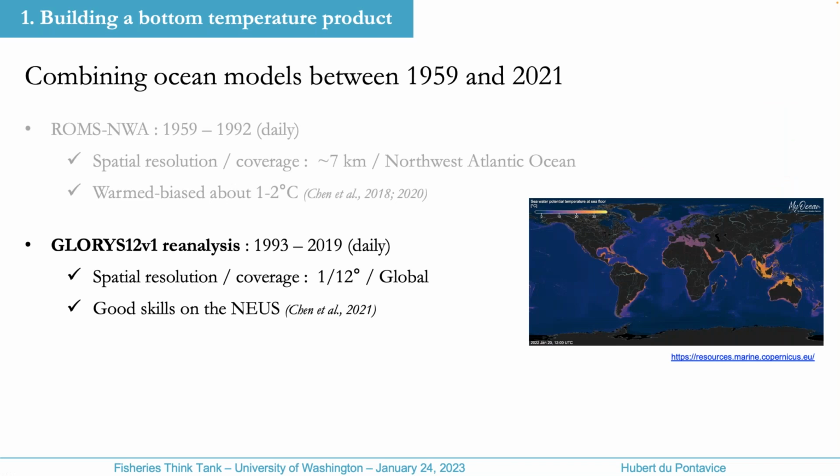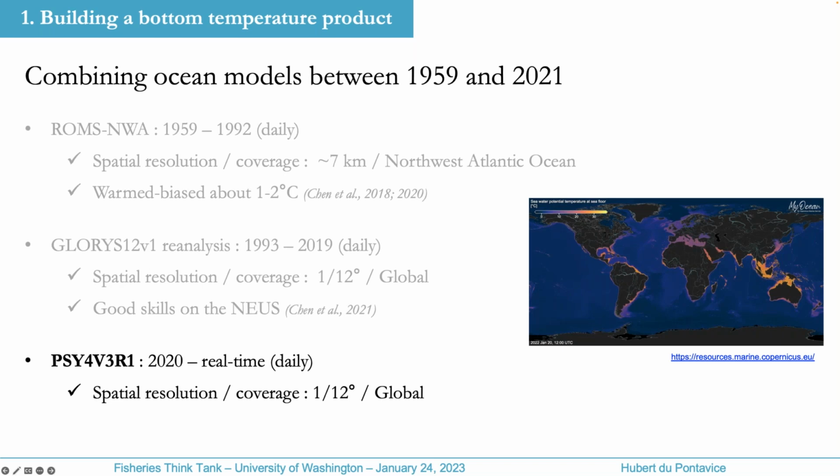Then the second source we used is the daily bottom temperature output from GLORYS reanalysis. So it's a global ocean reanalysis, having a 1/12-degree resolution, so a good resolution, and covers the period 1993-2019. And what is interesting is that although it's a global ocean product, GLORYS has been shown to be highly representative of observations on the northeast shelf.